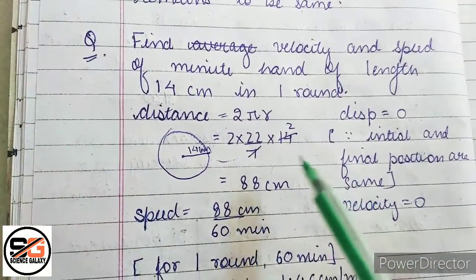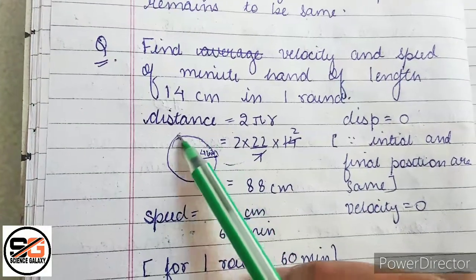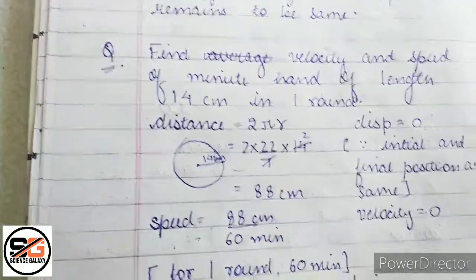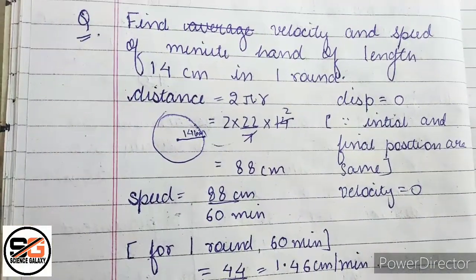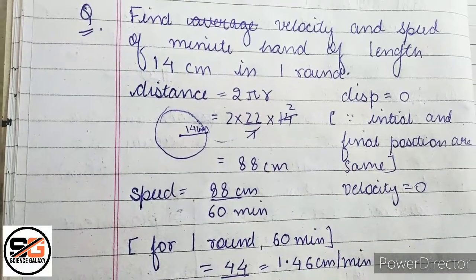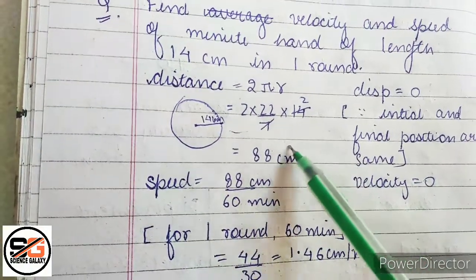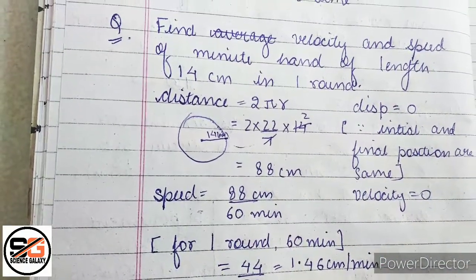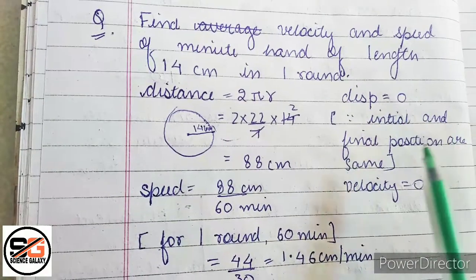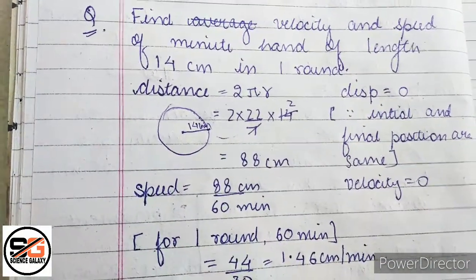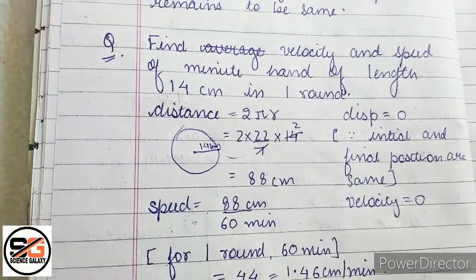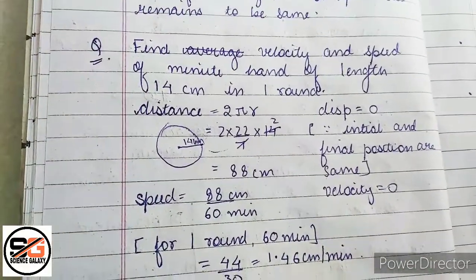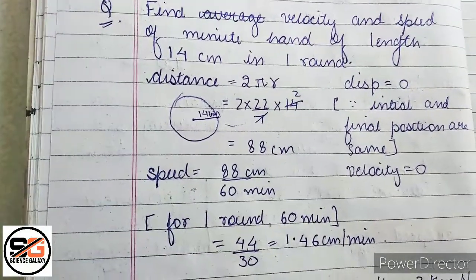Now, the distance covered by the minute hand is 2 pi r. In a circular motion, in one rotation, how much distance do we cover? We cover a distance of 2 pi r. If we solve this, it comes out to be 88 centimeter. While the displacement is 0 in one rotation because our initial and final positions are the same. If our initial and final positions are the same, then the displacement would come out to be 0.